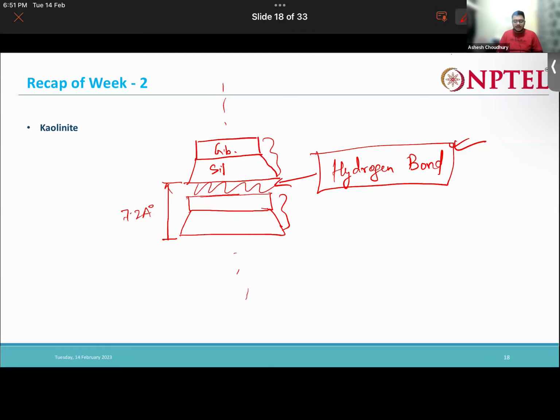Due to this, the clay minerals formed by kaolinite are least active. Least active means they don't swell. If you submerge kaolinite clay in water, there will be hardly any swelling if our soil is kaolin. Kaolin is the least active because of the presence of hydrogen bonds.